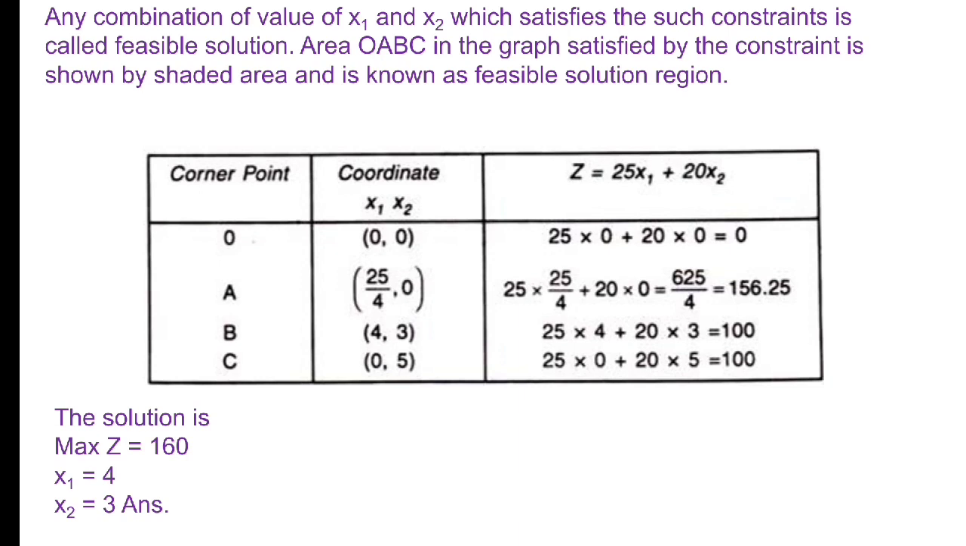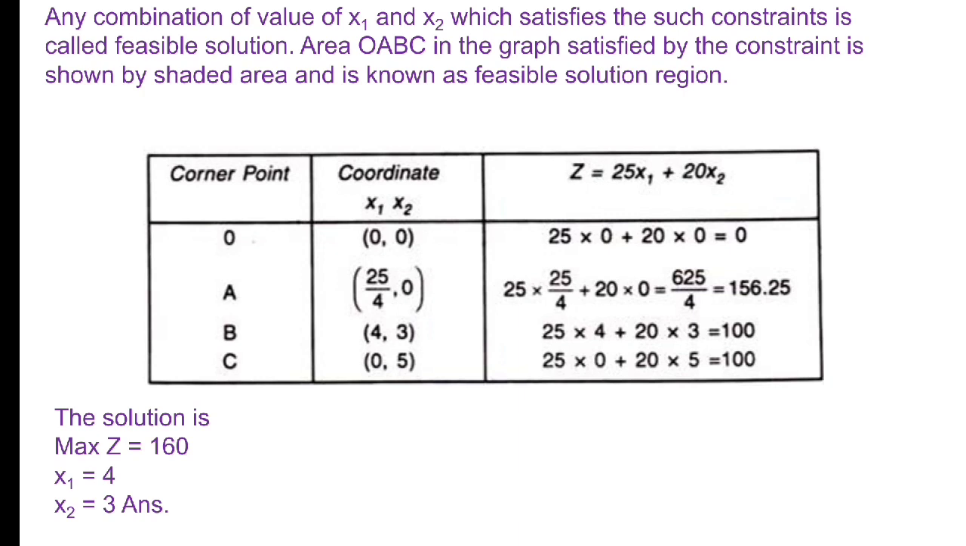Substitute, and we'll get 0: 25 into 0 plus 20 into 0 equal to 0. A is 25 by 4 comma 0: 25 into 25 by 4 plus 20 into 0. Simplify, 625 divided by 4 equal to 156.25. Then B point is 4 comma 3: 25 into 4 plus 20 into 3. So you will get 100 plus 60, we will get 160.